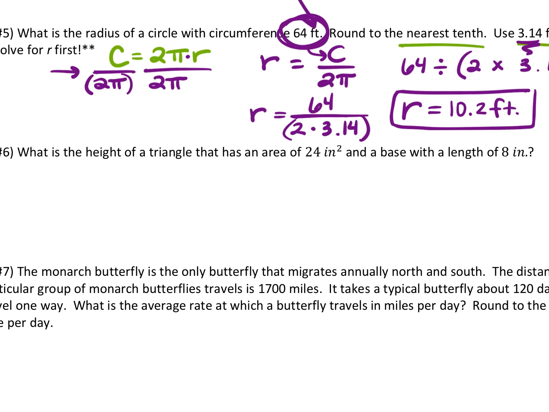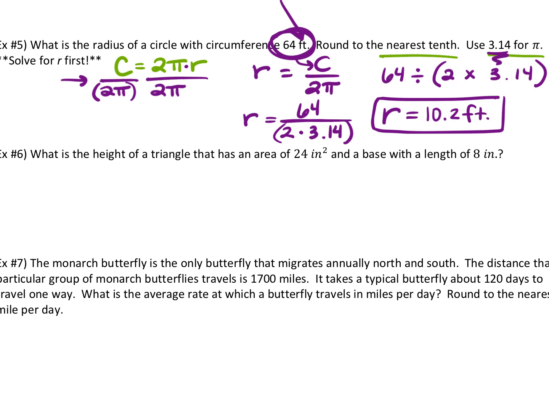Try this one. What is the height of a triangle that has an area of 24 square inches and a base of 8 inches? So look up at that chart. What formula are you using? Isolate. It says what is the height? So what are you isolating in that formula? The h, right? What is the height? So isolate your h. See what you get.